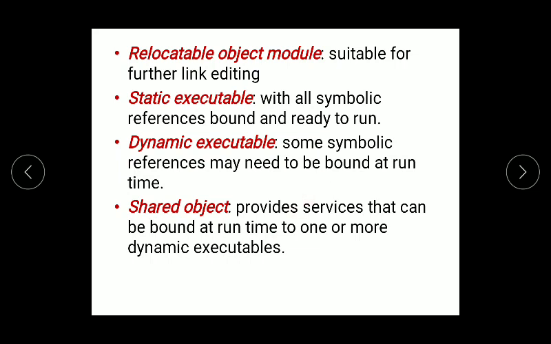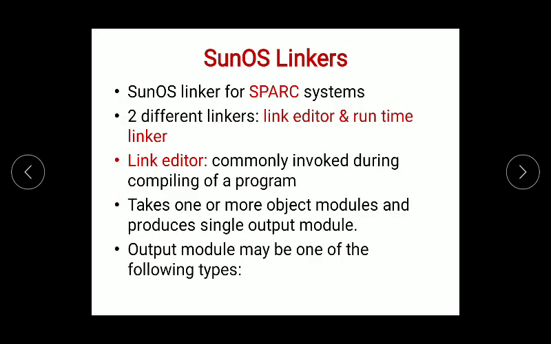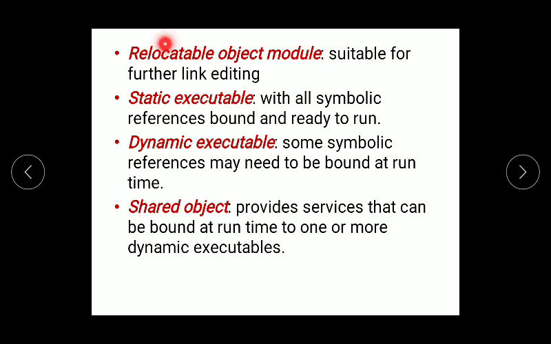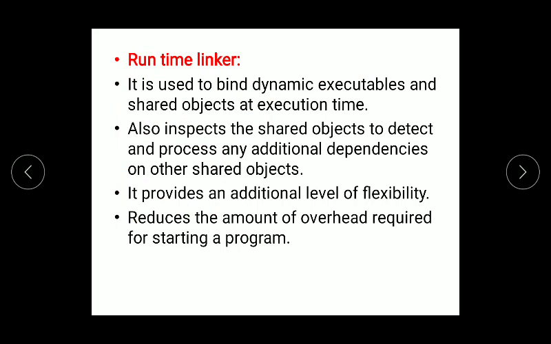So the output module of the SunOS linker can be any of these four: relocatable object module, static executable, dynamic executable, or shared object. And then the second part of the SunOS linker is the runtime linker. It is used to bind dynamic executables and shared objects at execution time.